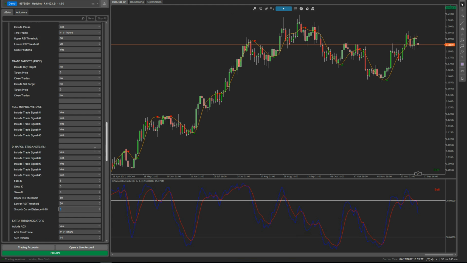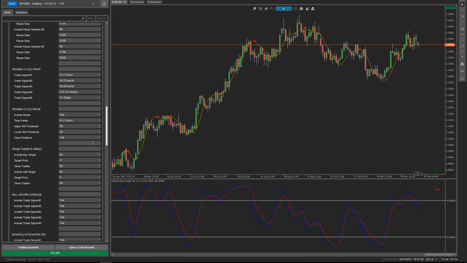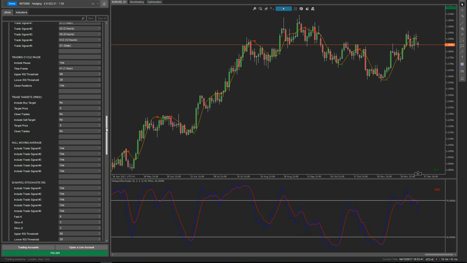If I only select the first one and the rest are no, the whole moving average will only use the 1 hour time frame. So whenever the 1 hour time frame on the whole moving average says buy or sell, it will open a position. It won't wait for all the other different time frames to actually execute.